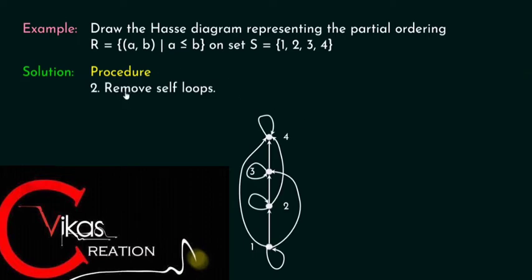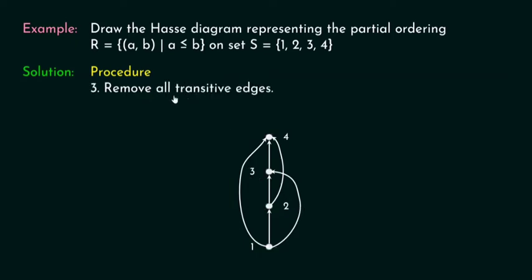Now, the second step is to remove self loops. Okay, we must remove all these self loops. So this is how it looks like. Now we must remove all transitive edges. Now you can see that 1 is related to 2 and 2 is related to 3. And I have drawn an edge from 1 to 3. This is a transitive edge, right? So we can remove this. After this, we can remove this edge from 1 to 4 and then this edge from 2 to 4. It is simple, right? So in this way, we have removed all transitive edges, right? And these edges are mandatory to be drawn. These are not transitive edges, right?